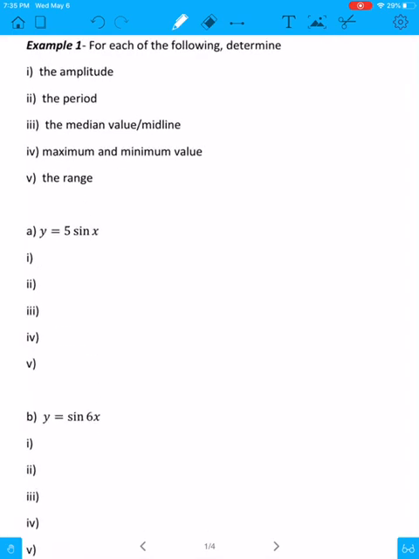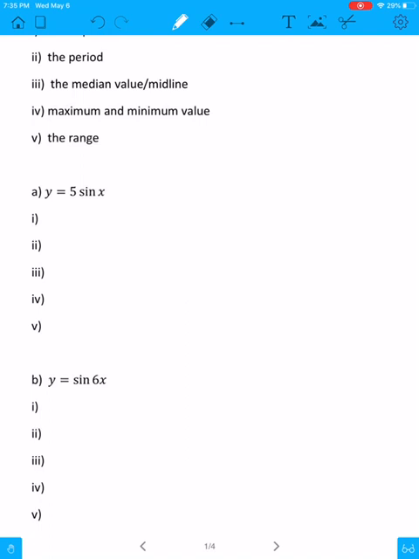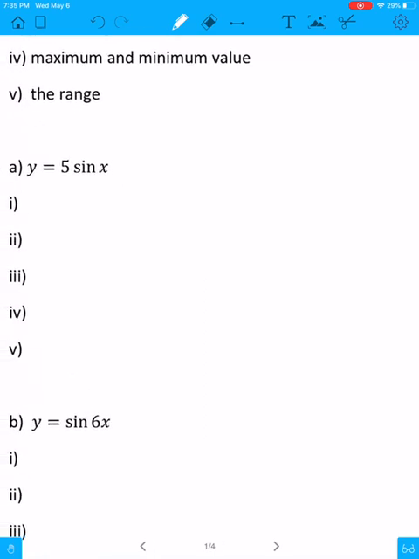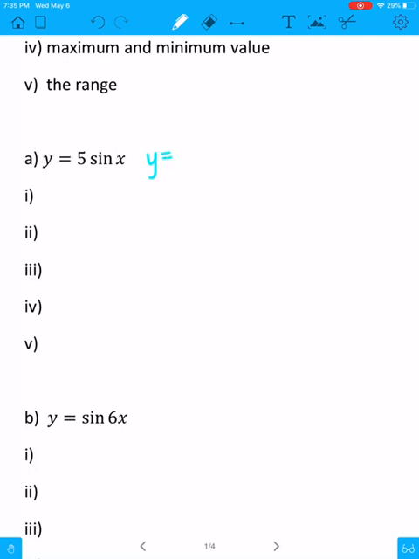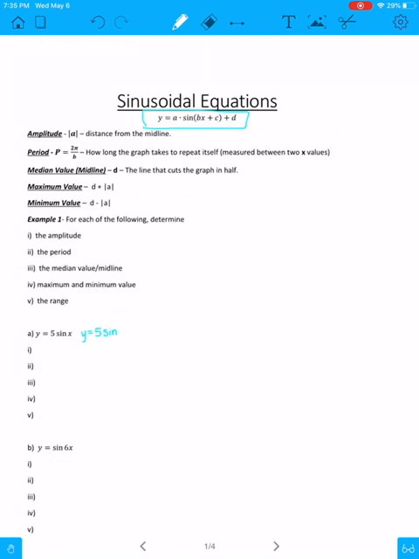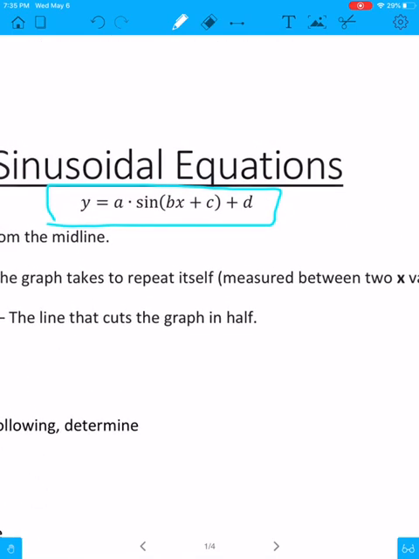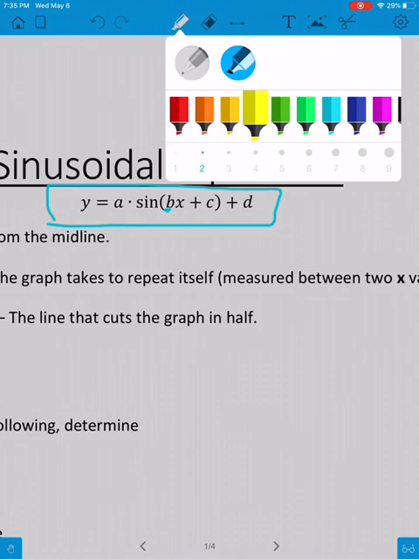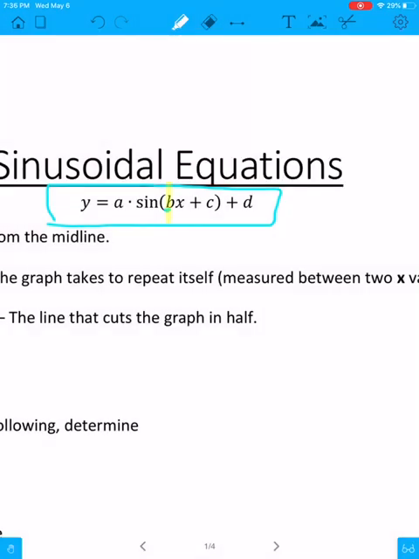So the first thing we're going to do is write this equation in the a, b, c's, and d's. Okay, so we have y equals 5, so we have our a, sine. Now, if you look, b is always located between sine and the x variable. So b is always located here between the sine and the x. a is always in front, c is always behind the x but in the bracket, and d is in the back after the bracket.